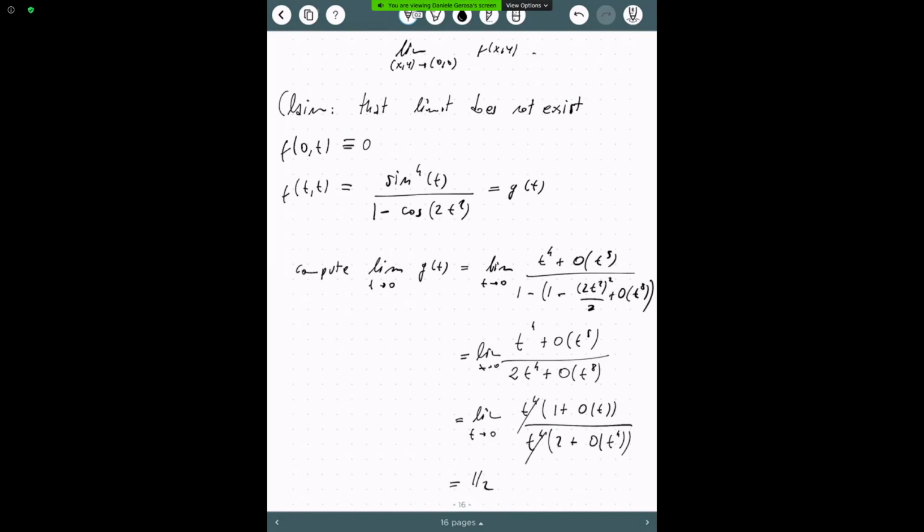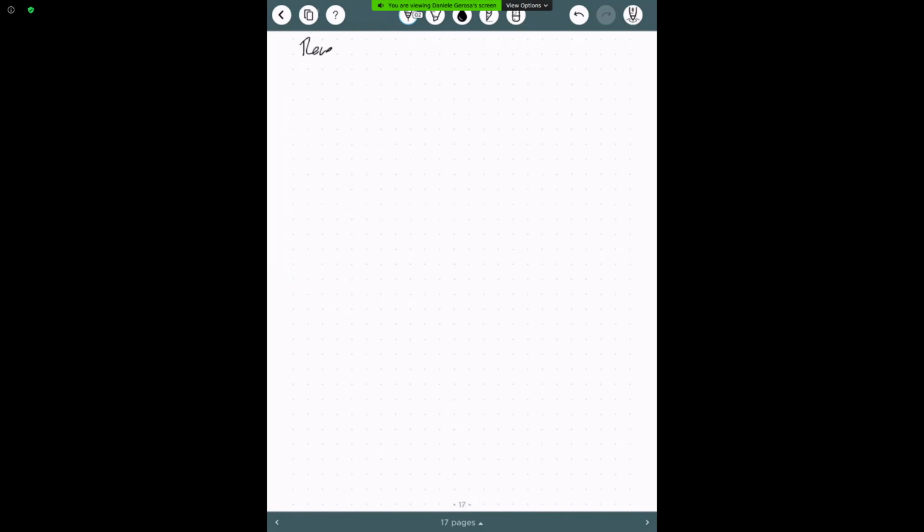So along this straight line, we get that the limit is 1/2, and my claim is confirmed, so the limit does not exist. So conclusion, the limit does not exist. And therefore, we can't extend by continuity this function. So therefore, f cannot be extended by continuity.